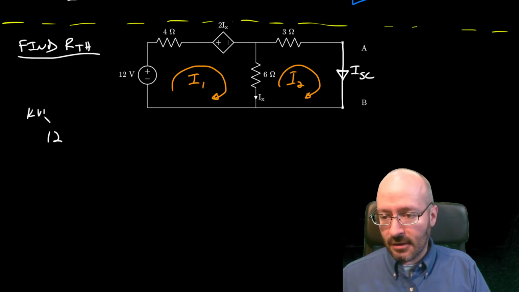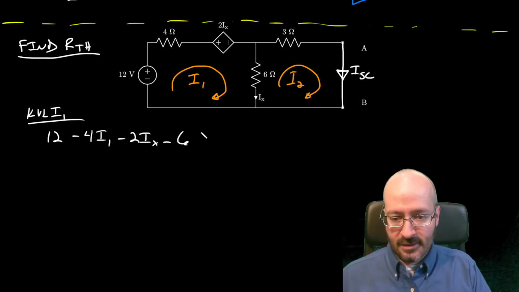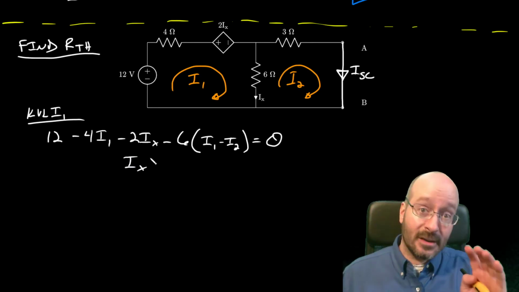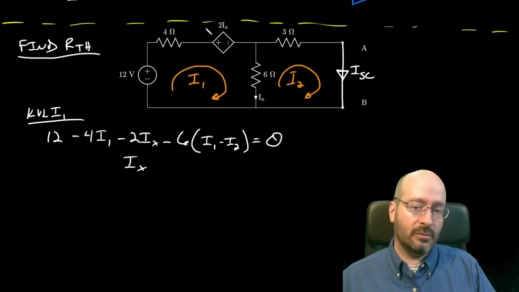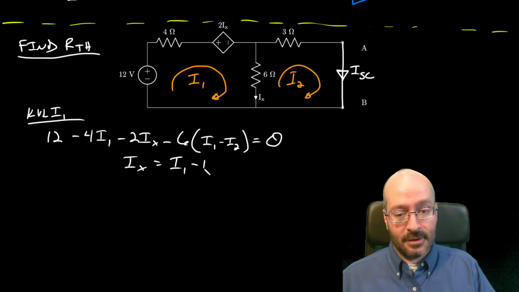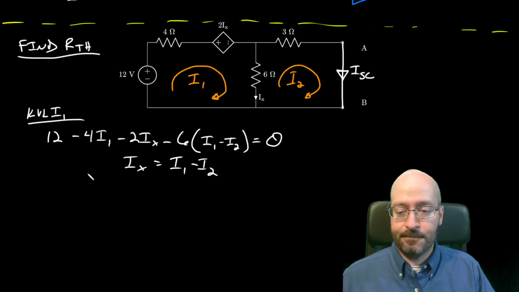This is going to be my KVL for I1. I go up 12, I go down 4 I1, I go down 2 IX, and I go down 6 times (I1 minus I2), and that's equal to 0. IX in this case is different, and that's why I said build that firewall. Don't go use IX up there. IX, does I1 touch it? Yep, it goes in the same direction, so it's positive I1. Does I2 touch it? Yep, it goes in the opposite direction, so it's a negative I2. Now I've got to plug this in for IX here.